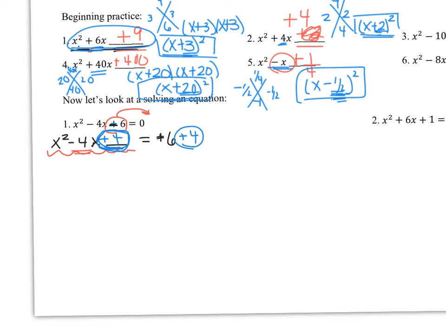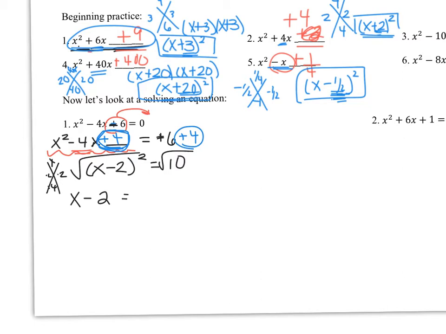So now let's fix the left side. I'm going to factor it. Factors of 4 that make negative 4. Well, that's negative 2 and negative 2. So that's just x minus 2 squared. And 6 plus 4 is 10. So now, step 5 says I'm going to square root. First, I'm going to solve for x. So I'm going to square root on both sides. So now I have x minus 2 equals the square root of 10.